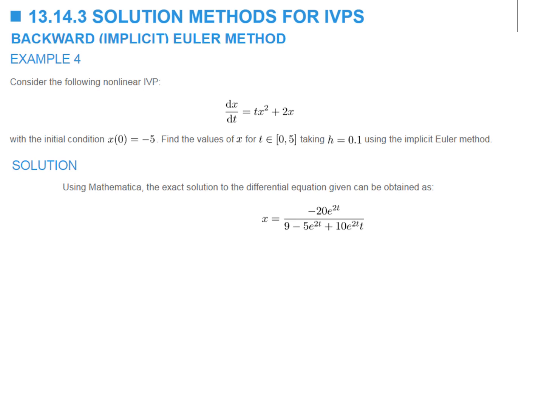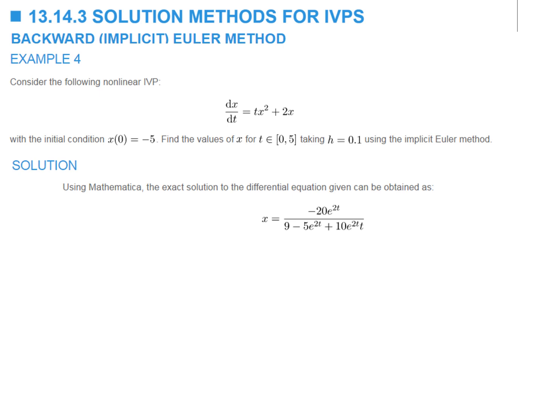But the problem with it is that because we're calculating the slope at the point that we're trying to find, we're calculating the slope in the future, the equations can become nonlinear, and we will have to invoke the Newton-Raphson method to be able to solve it. So let's look at this example that shows this case.